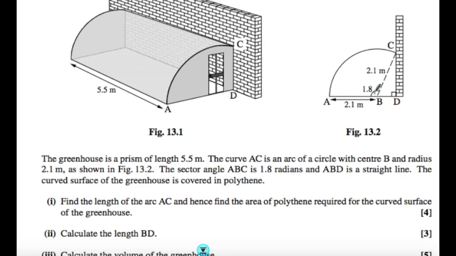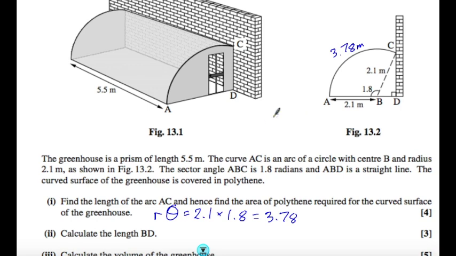Well, we can see here this is just simple arc length. So the formula for that in radians is r theta. In other words, the radius, which here is 2.1, times by the angle, which is 1.8. So 2.1 times 1.8 is 3.78. So we know this length here is 3.78 meters. Calculate the length BD. Right.